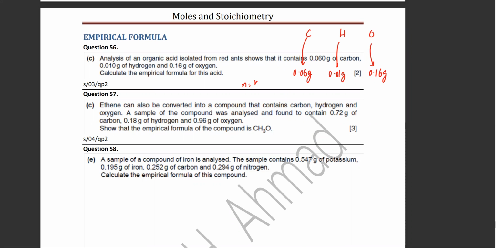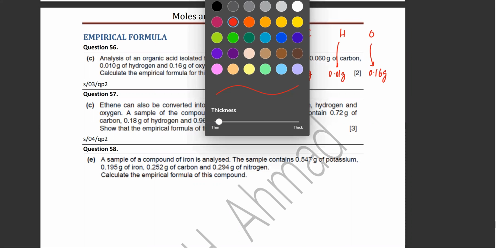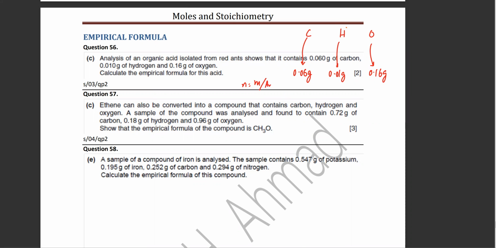Moles क्या होते हैं? Mass divided by AR. So you will know how many moles of carbon atoms, hydrogen atoms, and oxygen atoms are present in the formula and their ratio. So इसके moles निकाल लो. इसके moles would be found out. It's going to be 0.06 divided by 12.